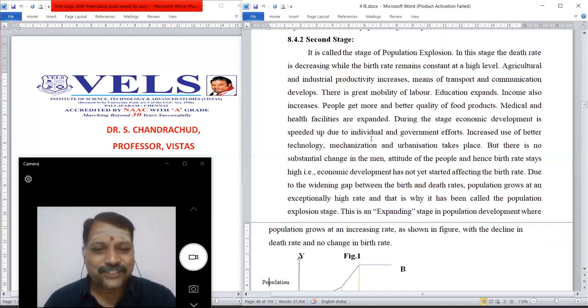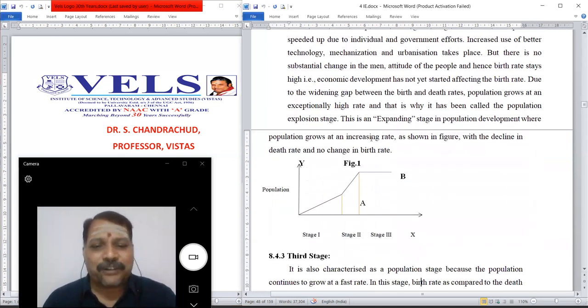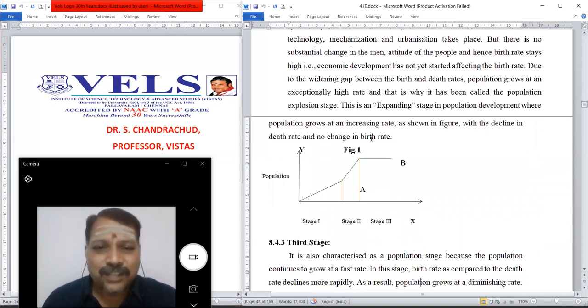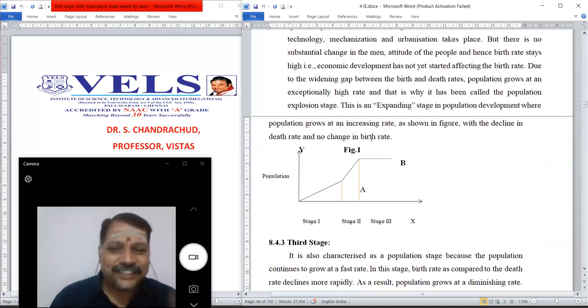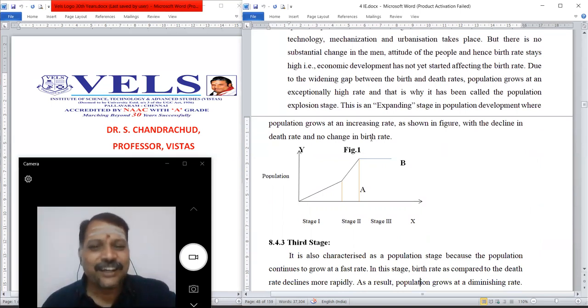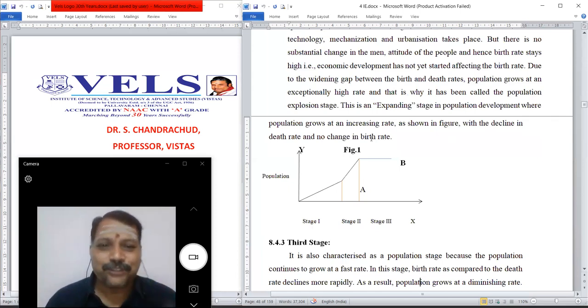This is an expanding stage of population development where the population grows at an increasing rate, as shown in the figure. You can see in the figure that on the y-axis population is calculated and on the x-axis the different stages are shown. In the initial stage it starts increasing slowly. After that it is increasing at an increasing rate, that is stage 2, because the death rate is reduced because of technology, medical facilities and other service sectors. The death rate is reduced, but the birth rate is maintaining the same high level. That is why it is called population explosion.